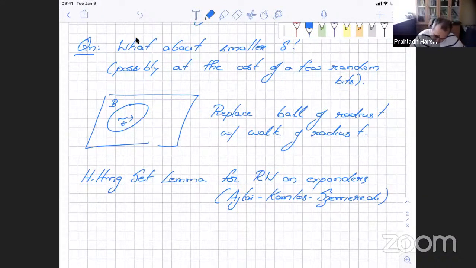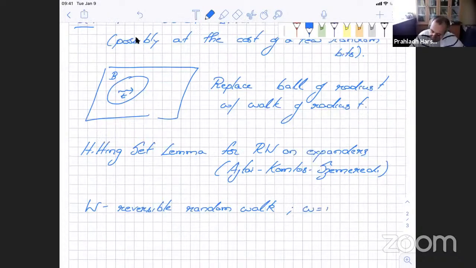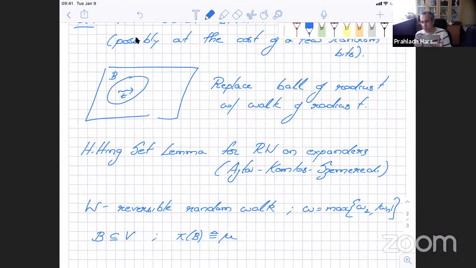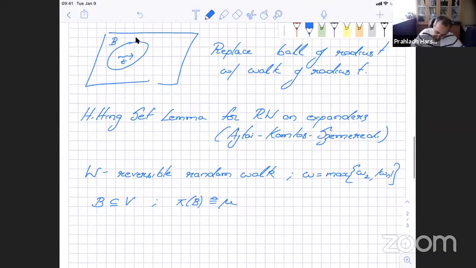So let W be any reversible random walk, and let omega be the maximum of the second largest eigenvalue and the smallest absolute value of the eigenvalues. Let B be any subset of the vertices, and let pi of B be equal to, let's define it to be equal to, what I'll call mu. That's the probability of the bad set.